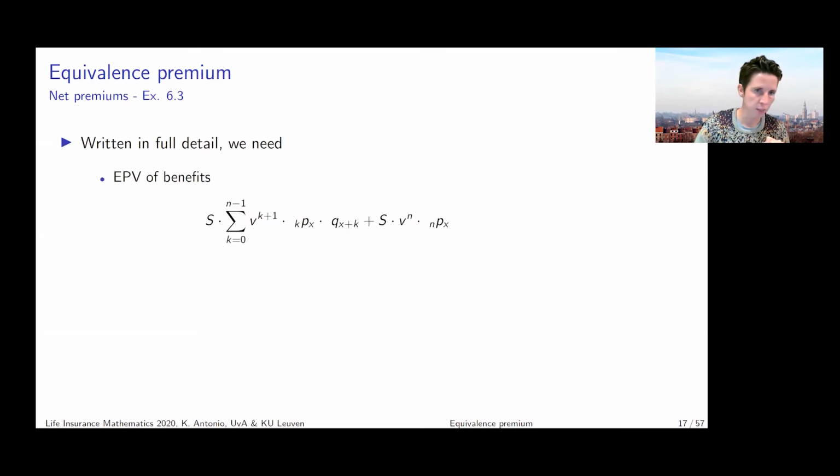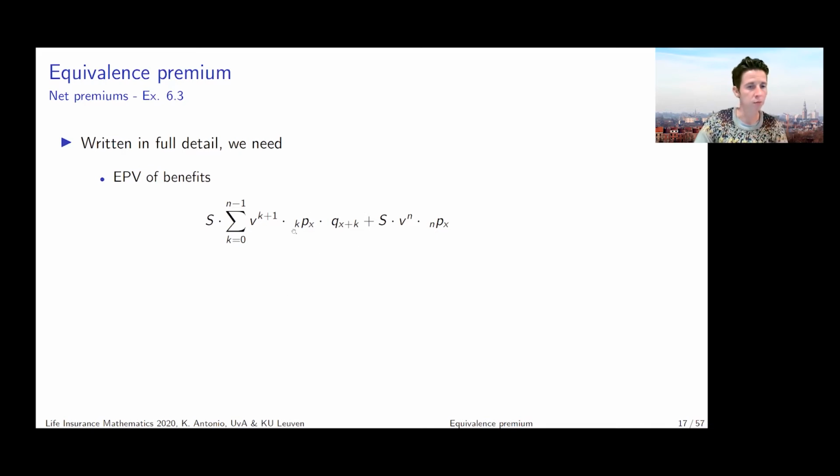So if I write it in full detail, just for your reference, if I look at the EPV of the endowment insurance benefits, then I'm working with the following summation formula. And then I've got S, the death benefit. I've got the sum for K running from 0 to n-1. I've got v to the power K plus 1, because I'm going to pay my death benefit at the end of the year of death. And the probability that I will have to pay the death benefit at time K plus 1, that is kpx multiplied with qx+k. So this is something we recognize from working with a term insurance product.